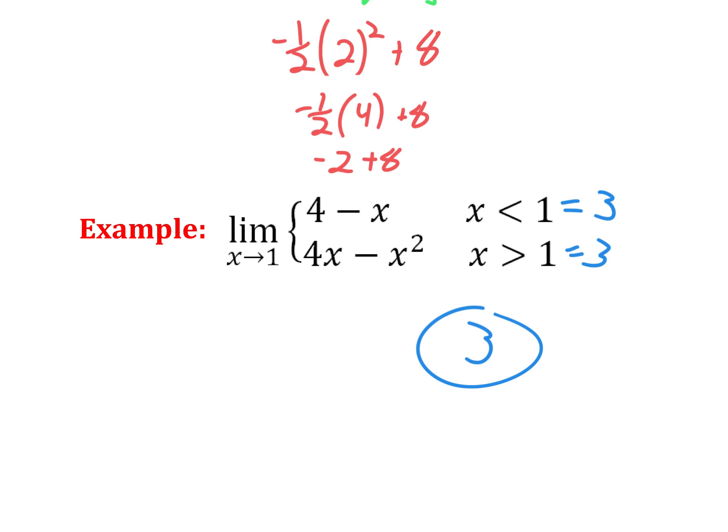Now you might notice that the function's not even defined there, because neither of these have the inclusive underline, the or-equals-to portion. But remember, our function does not need to be defined for the limit to exist.